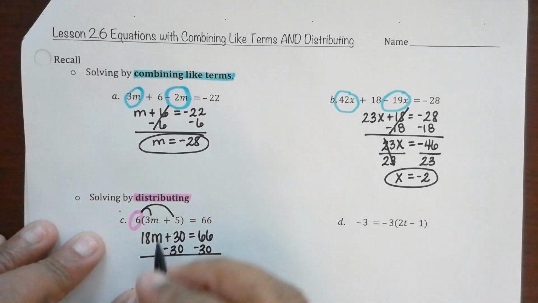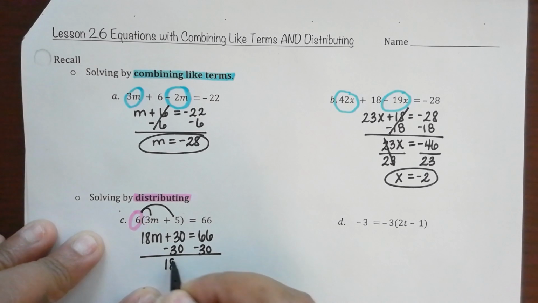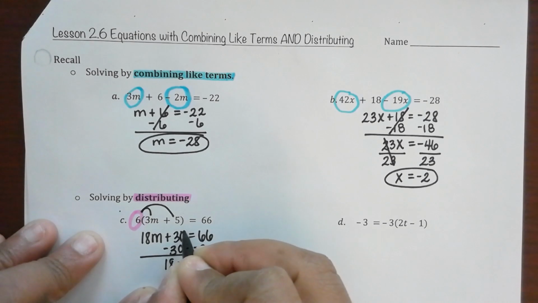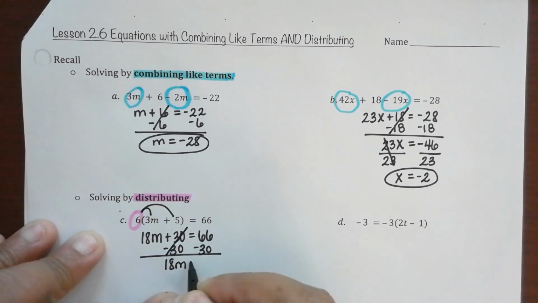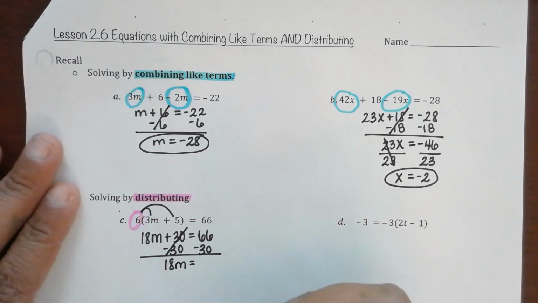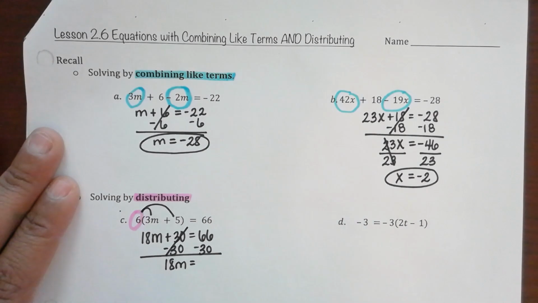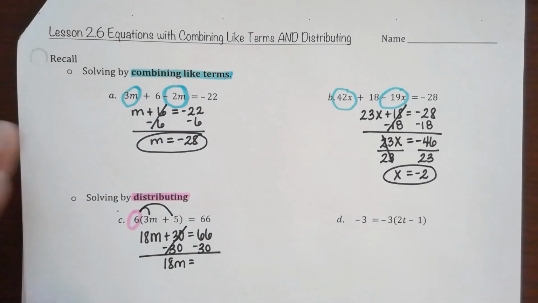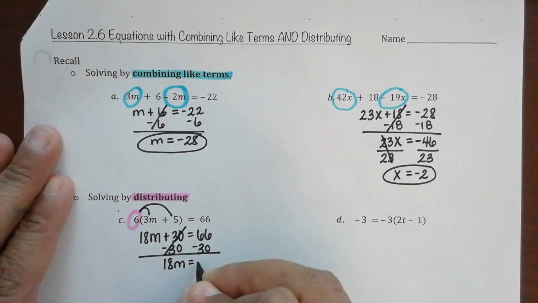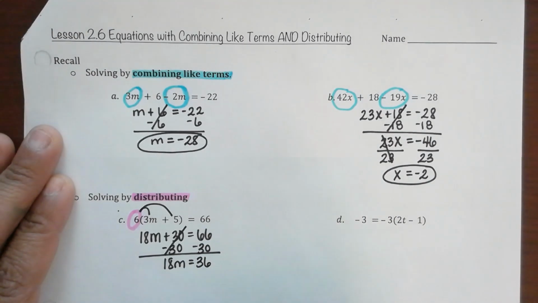So what's being brought down? 18M. What happens to the 30s? Behind that? What am I typing in? 66 minus 30. Type that in for me, please. I'll tell you when, okay? 66 minus 30. What'd y'all get? 36. What do I do from here?